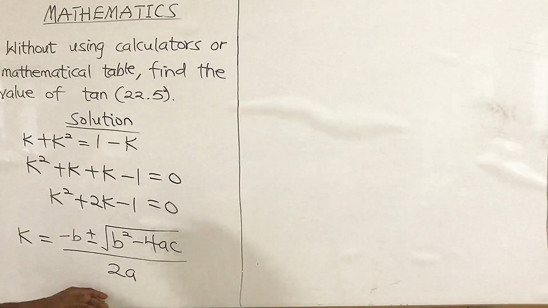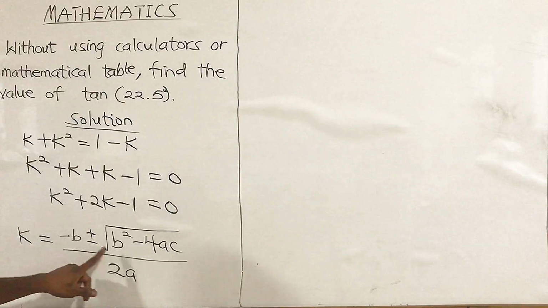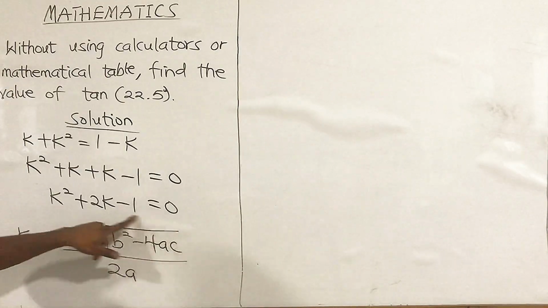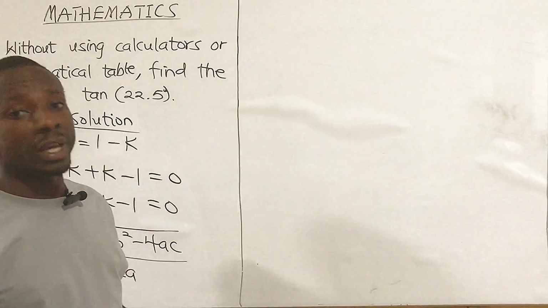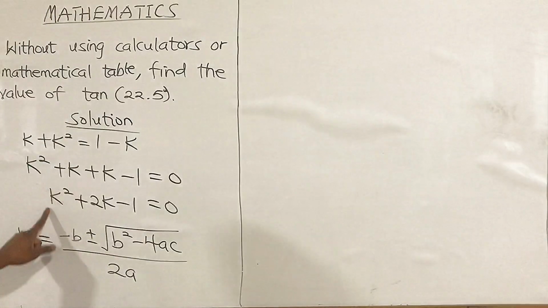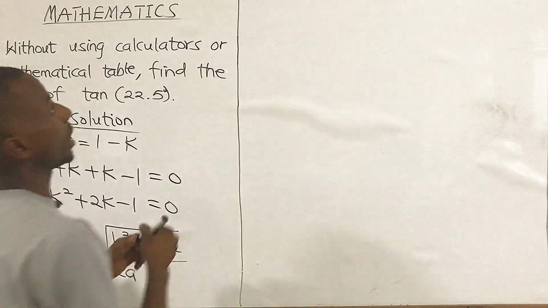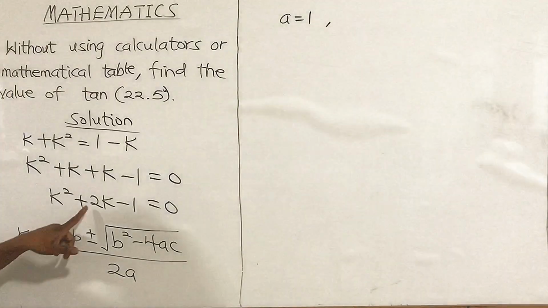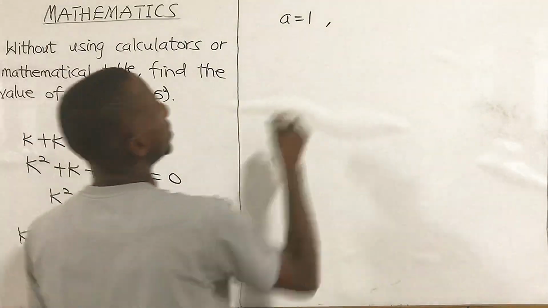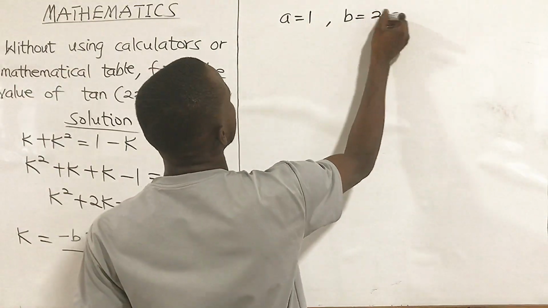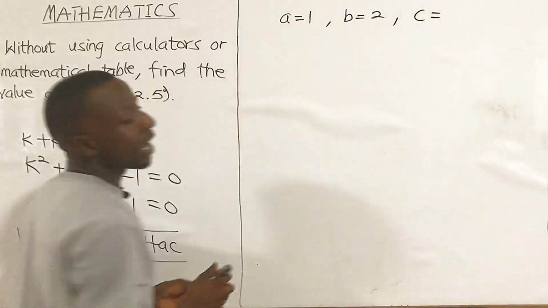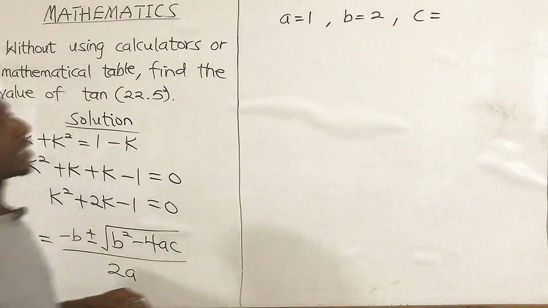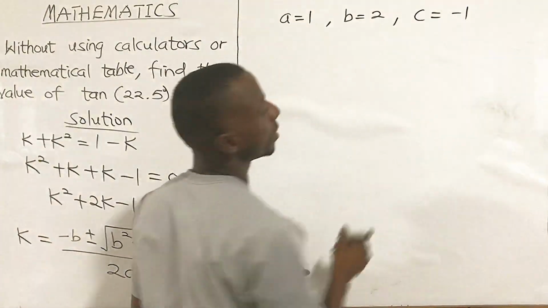So from here, we need to get the value of a, the value of b, and the value of c from the quadratic equation. So a will be the coefficient of k squared. I have a to be 1. b is the coefficient of k. b is equal to 2. Then I have c to be the constant, which is negative 1.